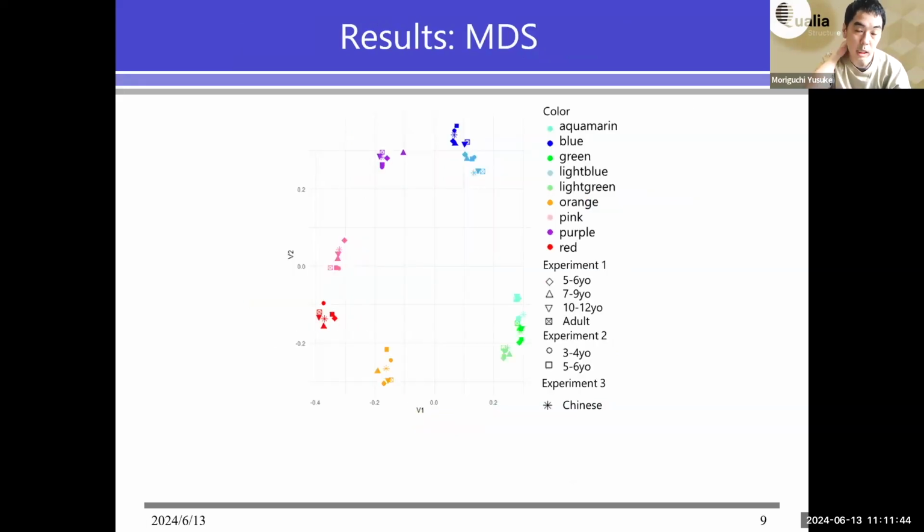And we visualize the result using MDS, and each color represents each color stimulus, and each shape represents the age group. For example, this triangle represents the result of 7 to 9-year-old children. But as you see, in contrast to our expectations, results show a very similar Qualia structure across age groups.